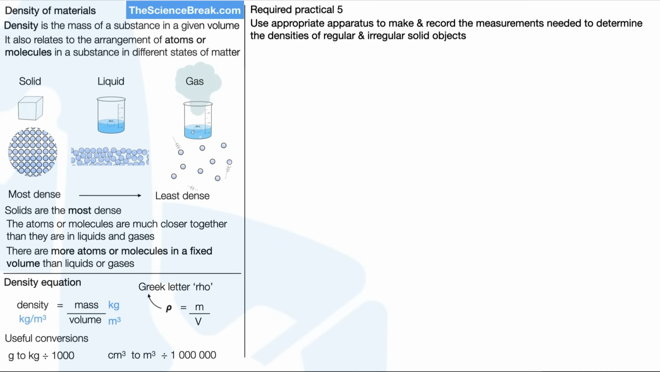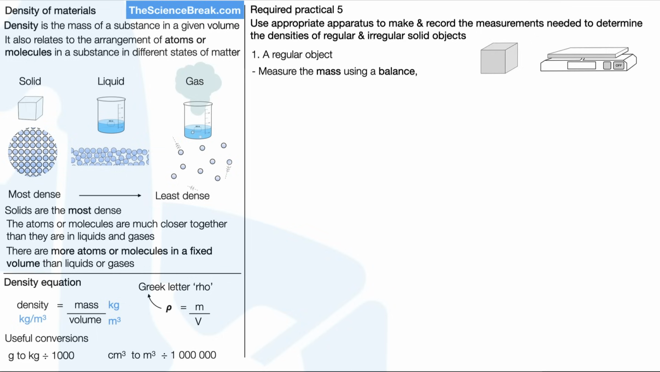So let's take a look at required practical number 5. It says use appropriate apparatus to make and record the measurements needed to determine the densities of regular and irregular solid objects. So to start off with a regular object, something like a cube, we'd start off by measuring the mass using a balance. Here's our balance and here's our regular object. We would put the object on the balance and record the mass. In this case, an example is 68 grams.